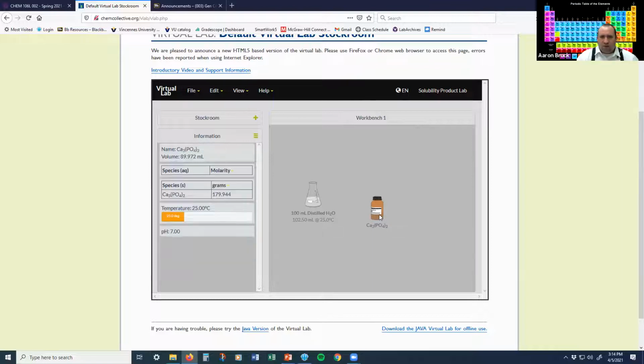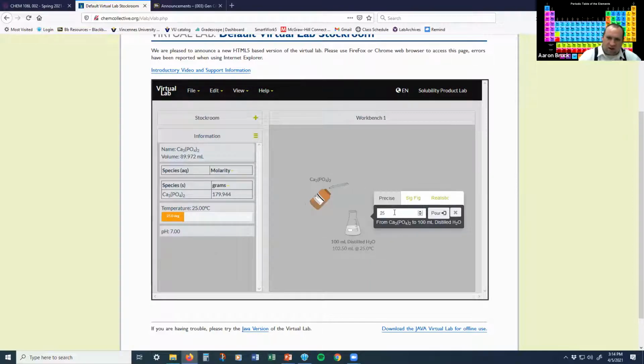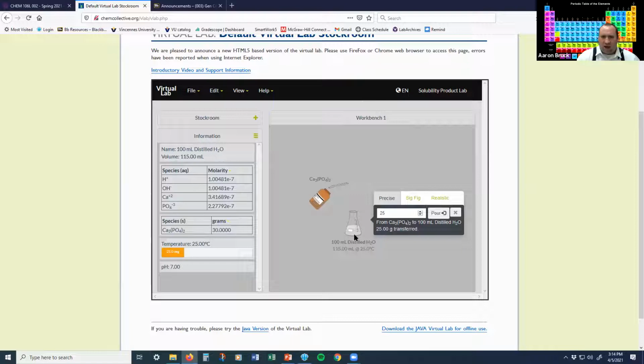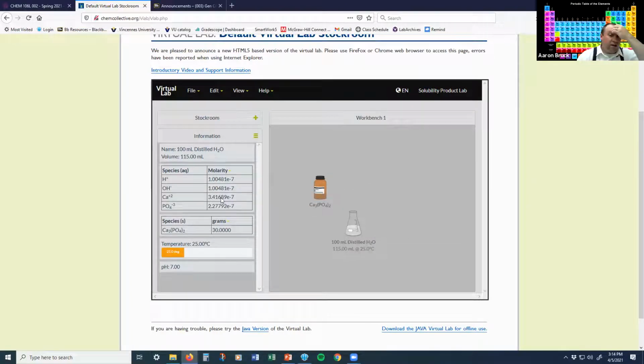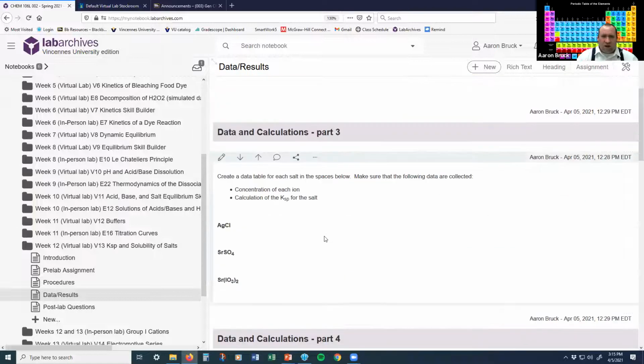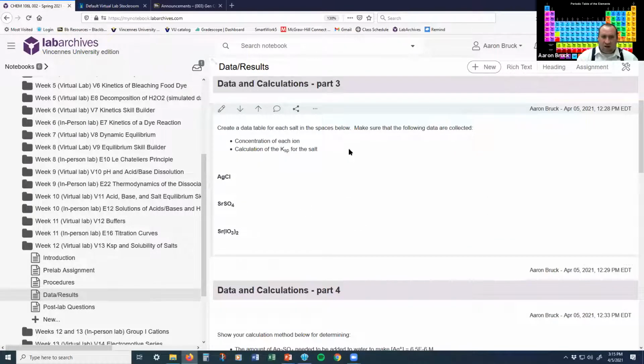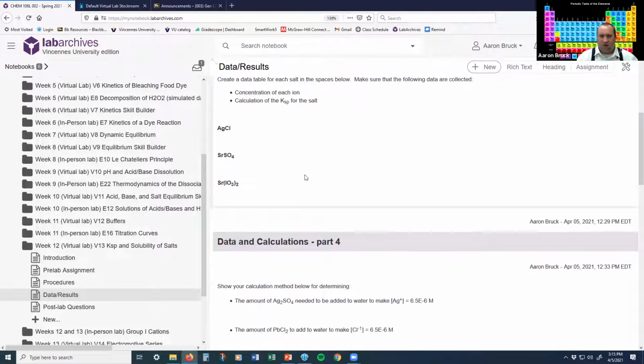Something important to note, once we hit that solubility limit, it doesn't matter how much more we add. Notice that the values here did not change. We've hit the solubility limit. So really what we're trying to look for is, what is the solubility limit? And when you go to the data and calculations section, you're going to make your own data tables that are going to show the concentration of each ion, your calculation for the KSP.